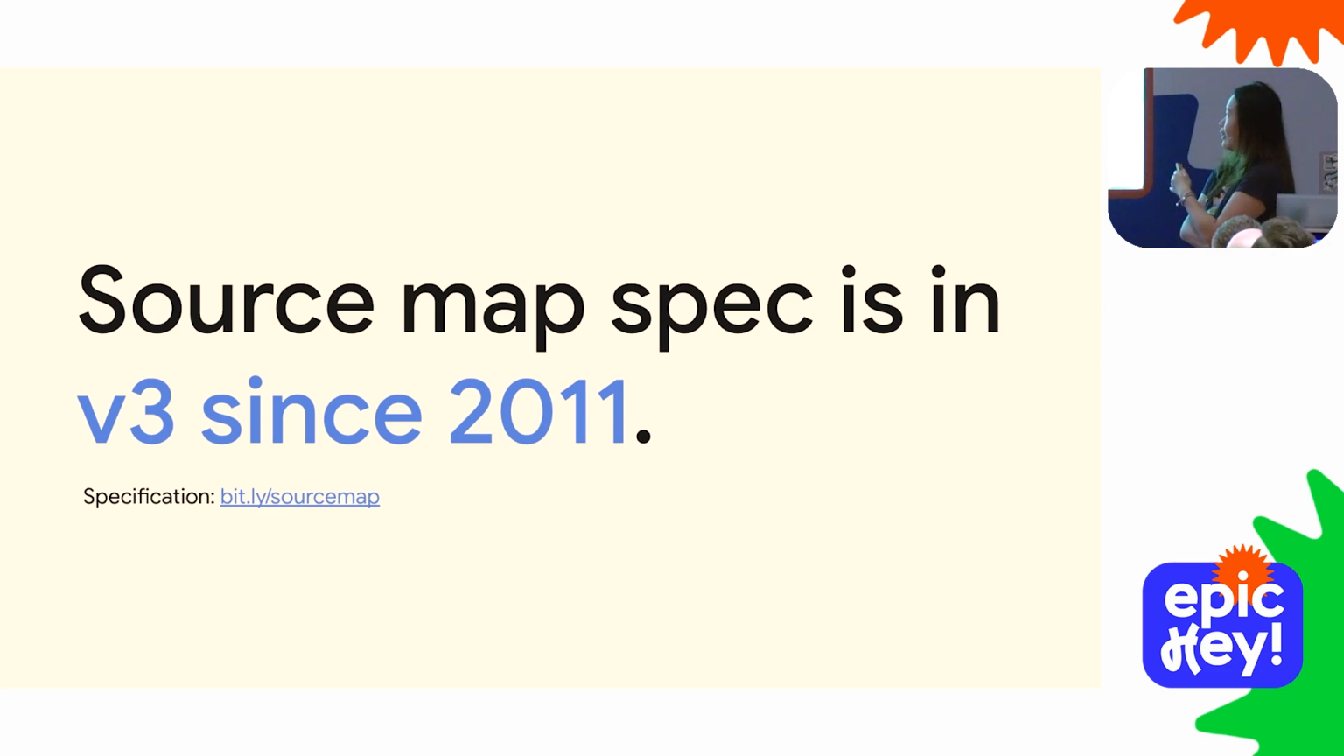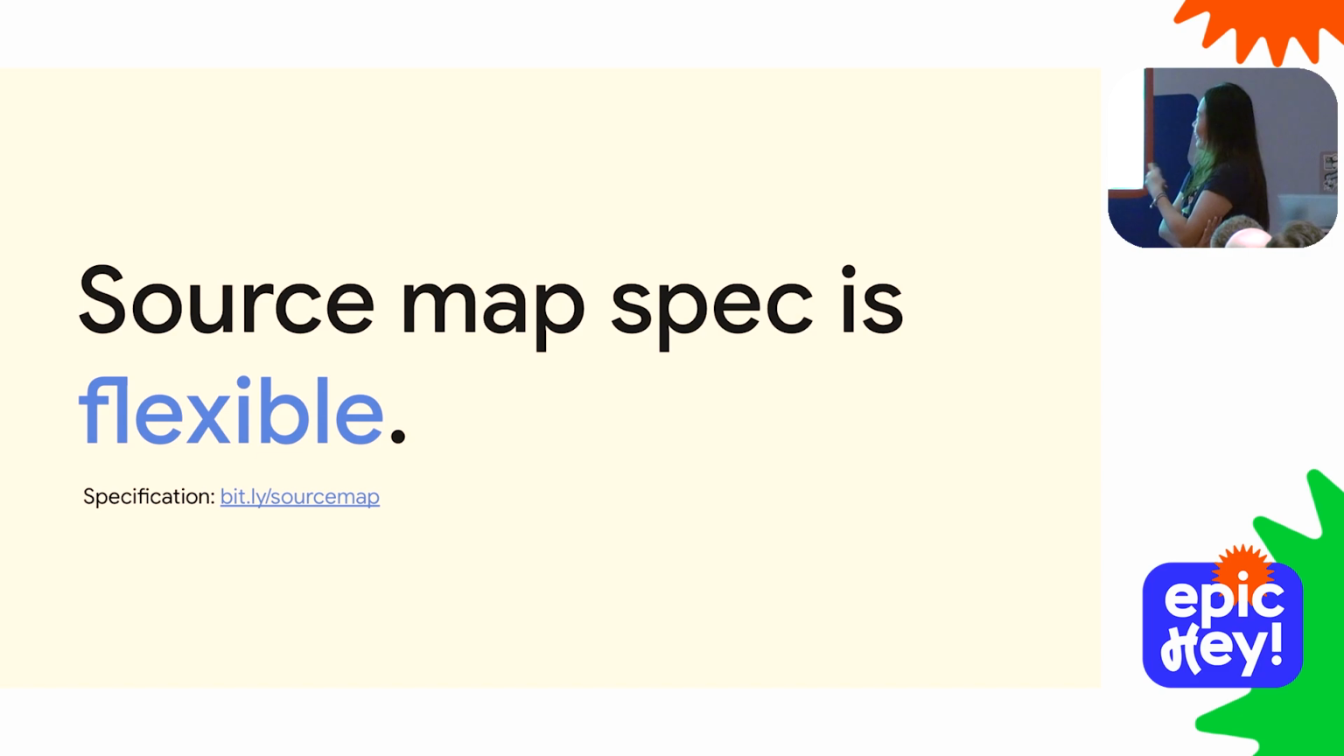And the source map spec has been at version 3 since 2011. So it's been 14 years, 12 years already. But the way that we develop is so much different now, and we did not update the spec quite often. It's really not often. And the spec is very flexible.